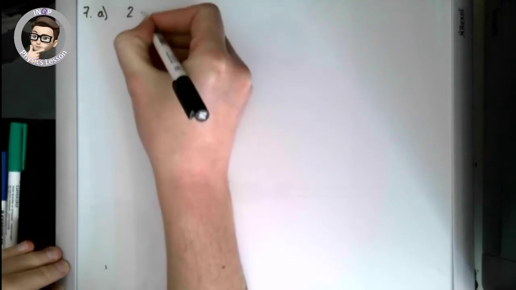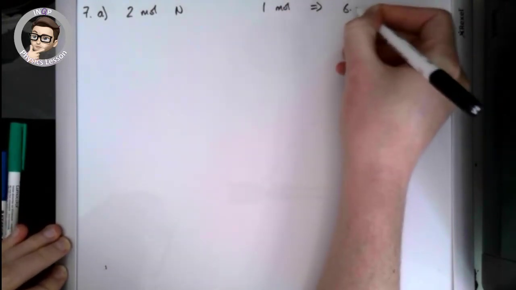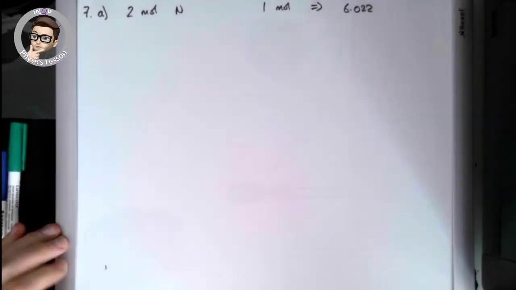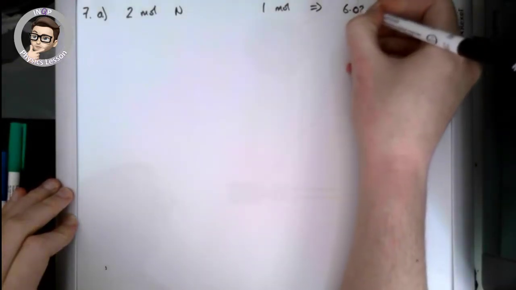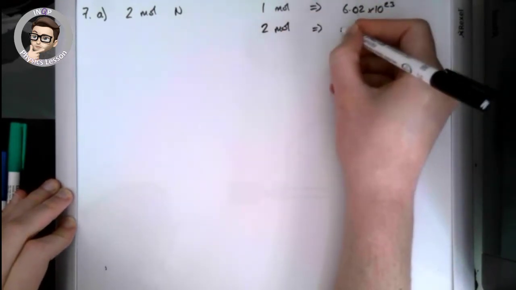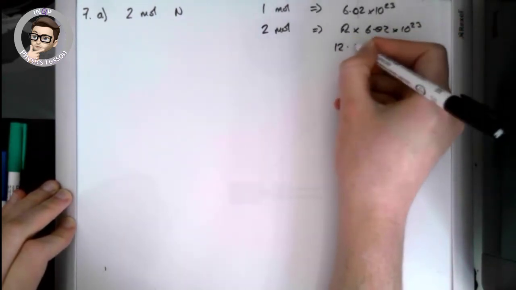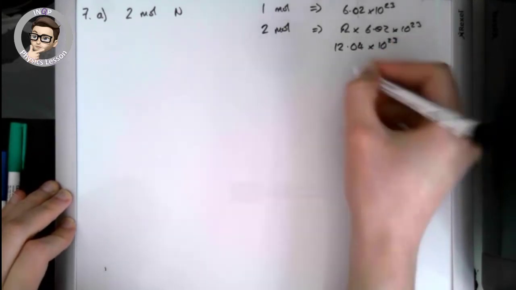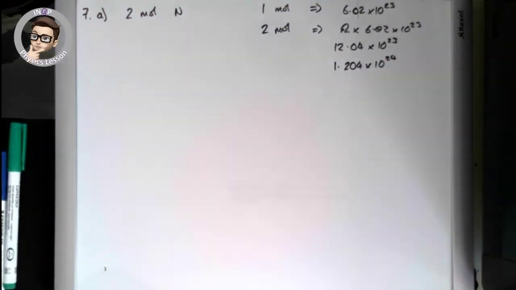So 7 part A, we've got 2 moles of nitrogen. Well, we know that 1 mole is going to give us 6.02, too many decimal places, let's keep it simple, 6.02 times 10 to the 23. So 2 moles is twice that. So that's going to be 2 lots of 6.02 times 10 to the 23, which is going to be 12.04 times 10 to the 23. Your calculator may even have done 1.204 times 10 to the 24. Okay, so that's the first one.